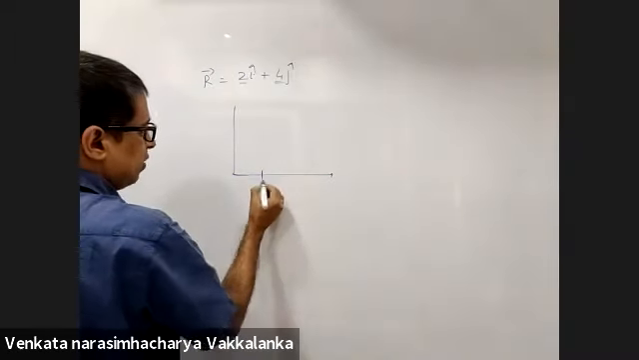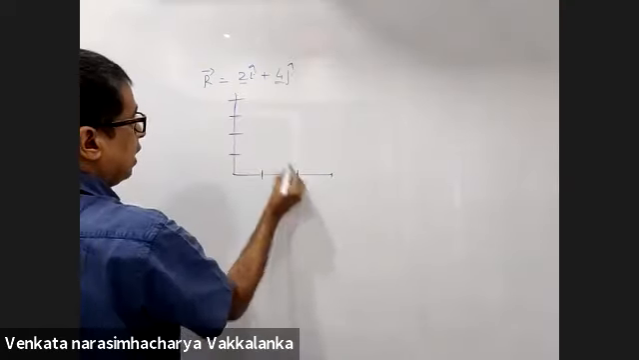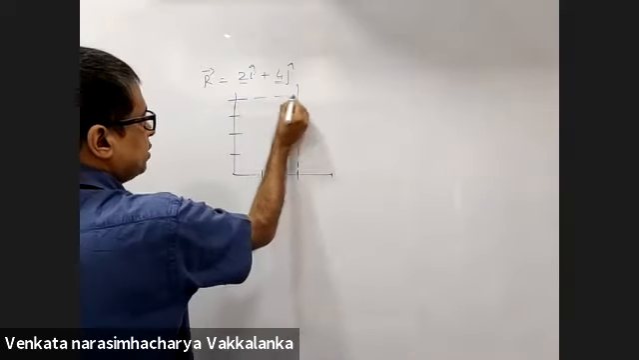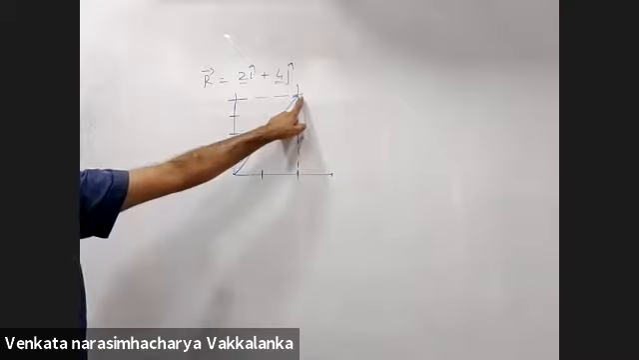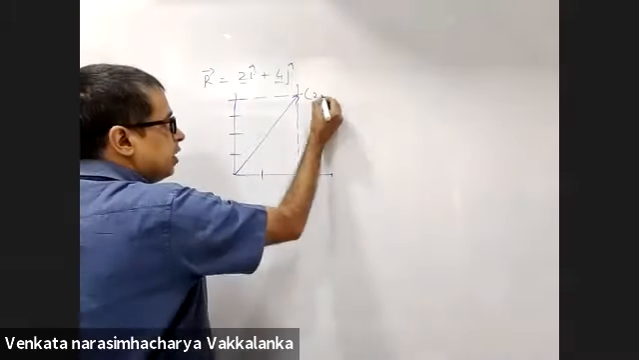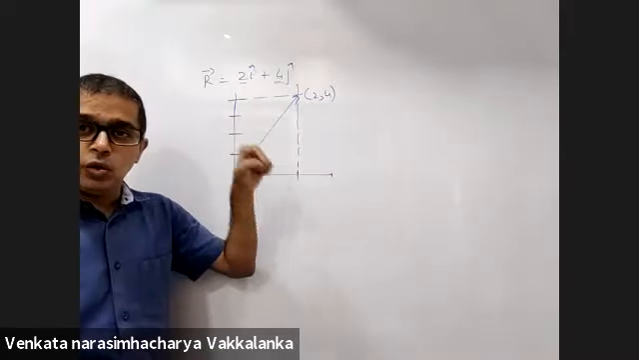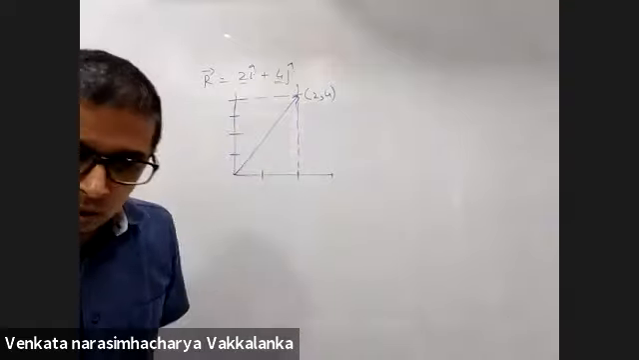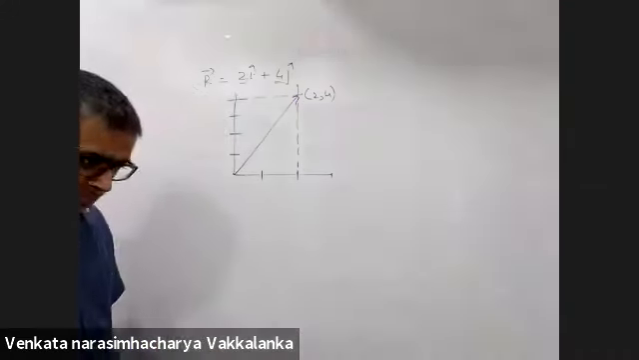How do you draw the vector? 1, 2, 3, 4. X component is 2, y component is 4. So this will be the vector. Head of the vector will have the coordinates 2, 4. This is the way you draw the vector when you represent them in position coordinates. Do you people remember this?